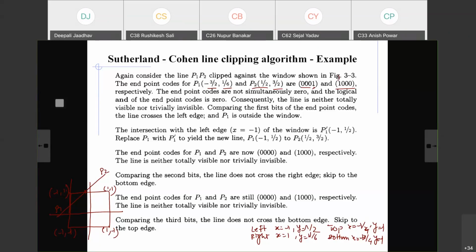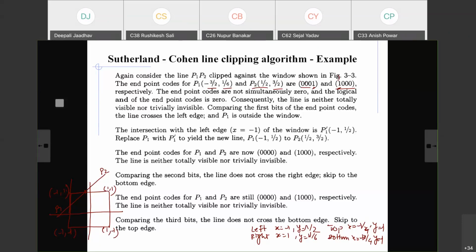So this is our code. How is the code generated? P1 only intersects the left line, so the first bit becomes 1. And P2 only intersects the top, and that's why the last bit, the fourth bit, becomes 1.